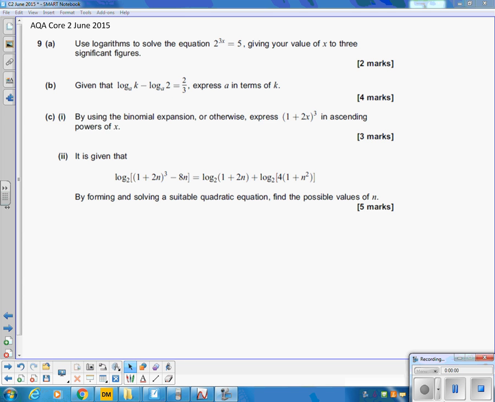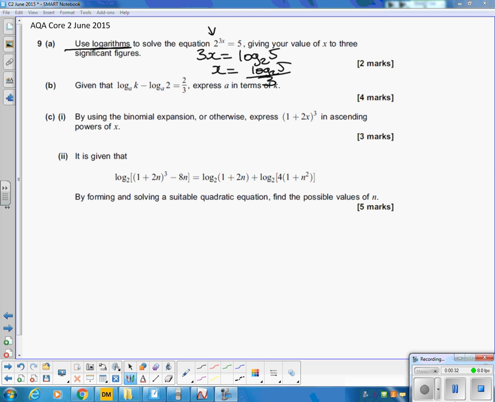Finally at the end of the paper, question 9, and this is a question all about logarithms. So first bit, they just ask us, we've got to use logarithms. Now they've told us what we've got to do, so we're going to have to show that method. So here it'd be sensible to use log to base 2, as we've got a 2 on this side, so that would give us 3x equals log to base 2 of 5, which would then give us x is log to base 2 of 5, all divided by 3.